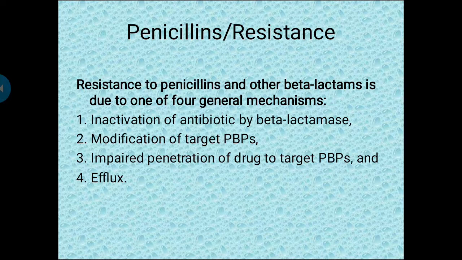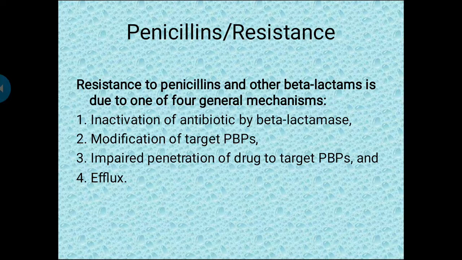Next is impaired penetration of the drug to the target PBP. For example, in gram-negative bacteria there is impaired penetration due to the presence of the outer membrane protein, the outer cell membrane, and also the lack of porins in Pseudomonas, so they cannot penetrate well. Also, if the drug is effluxed after entry, some efflux proteins can be expressed by some bacteria, which makes the drug resistant. So these are the four mechanisms: inactivation of the antibiotic by beta-lactamase, modification of the target penicillin binding protein, impaired penetration of the drug to the target penicillin binding protein, and efflux.